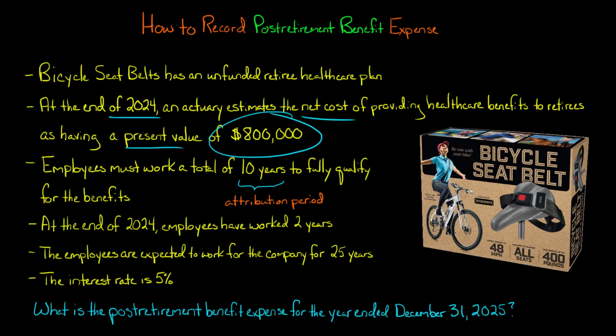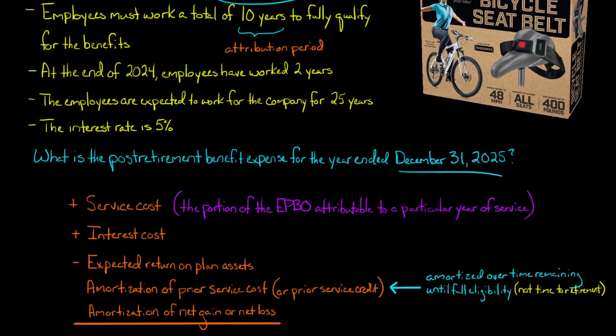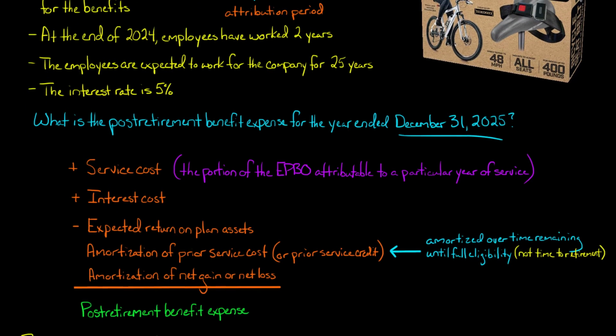And at the end of 2024, the employees have worked 2 years. They're expected to work for the company 25 years in total, and we've got an interest rate of 5%. So the question is, what is the post-retirement benefit expense for this company? How much should they recognize for the year ended December 31st, 2025? And what is the associated journal entry to record that? So we're going to get to it, but let's start out with how do we even calculate post-retirement benefit expense?